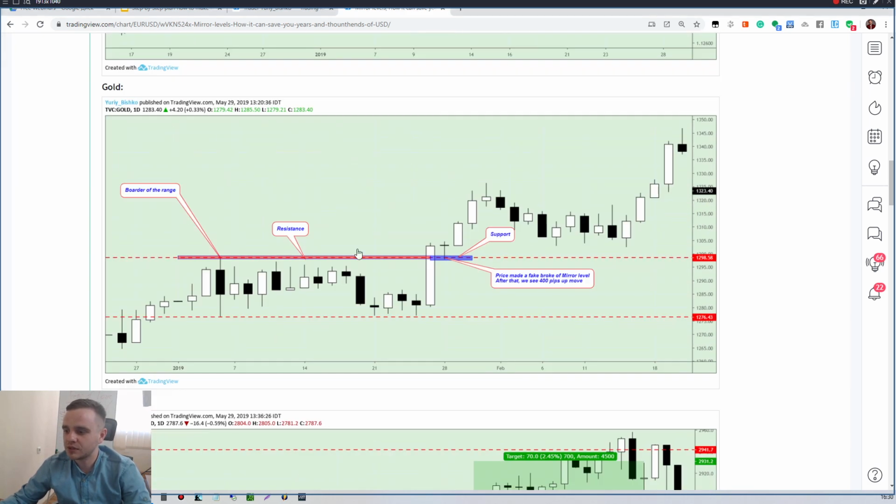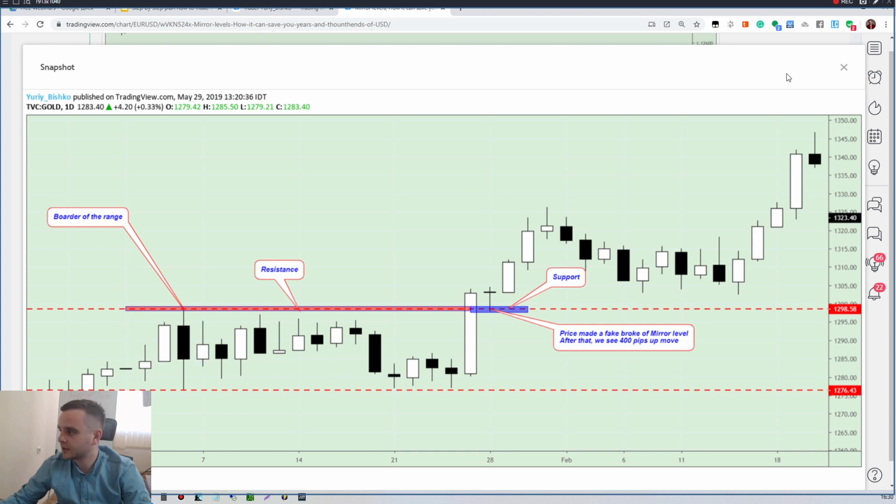About mirror levels, here is another example of a mirror level. Take a look here. Border of the range. After a false breakout, the price rose up dramatically.